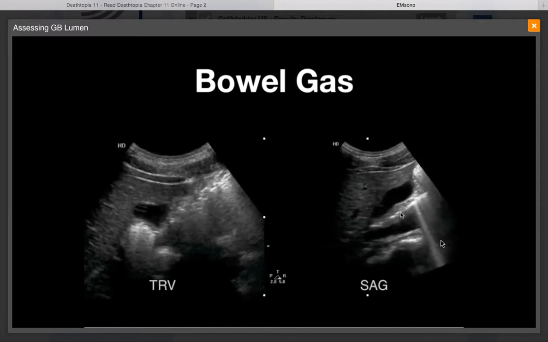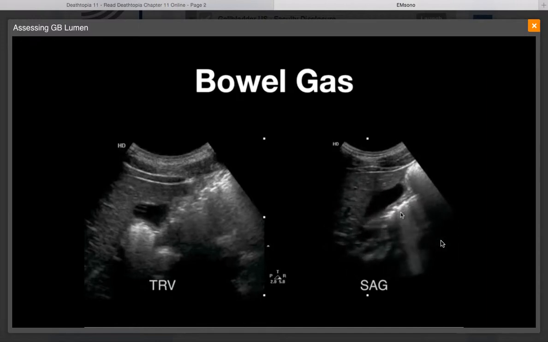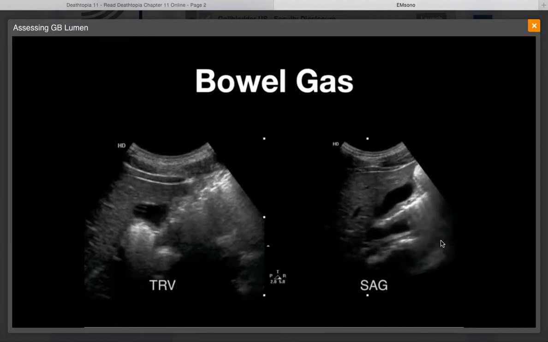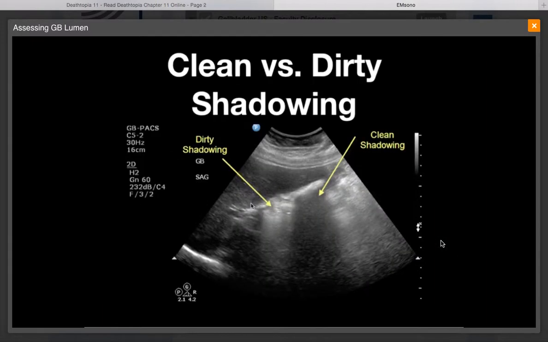So it's really important that you look for the appearance of the clean versus dirty shadowing, since this can help you in the diagnosis of gallstones. Here you have a sagittal view of the gallbladder, and you can see that you've got both clean shadowing here from stones, and you've got dirty shadowing from adjacent bowels. So remember, differentiate clean shadowing from dirty shadowing, since this has a significant clinical utility.